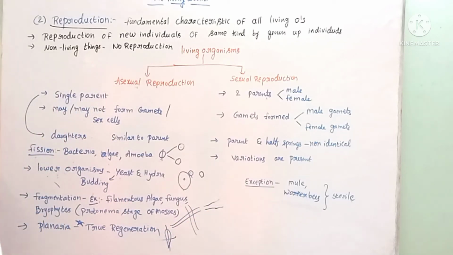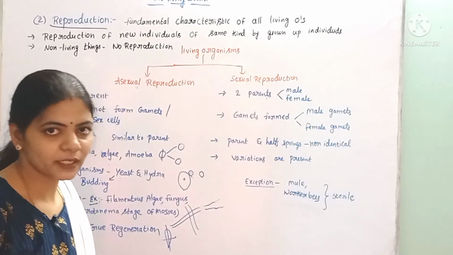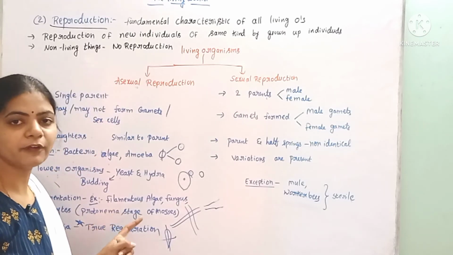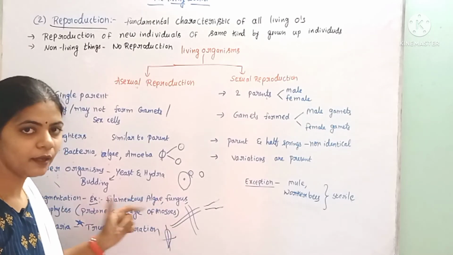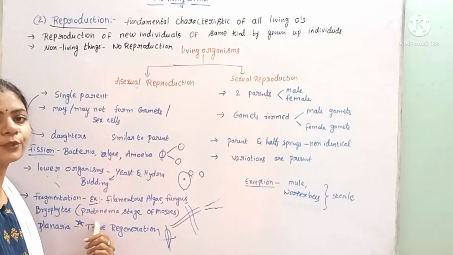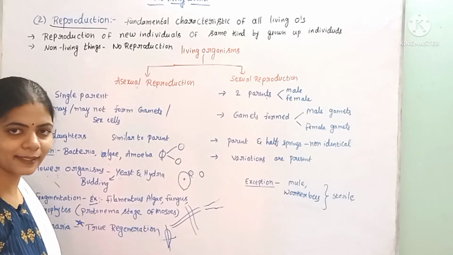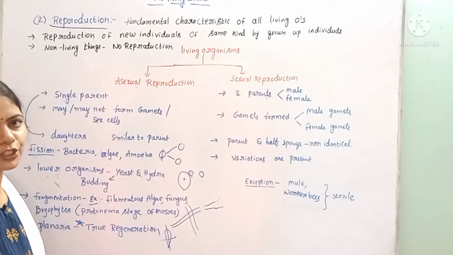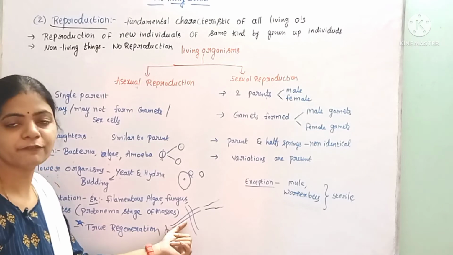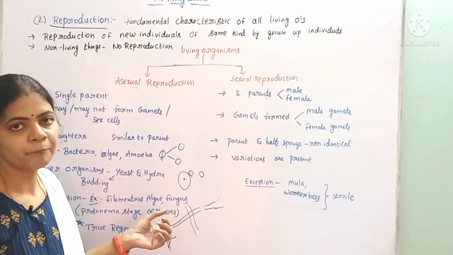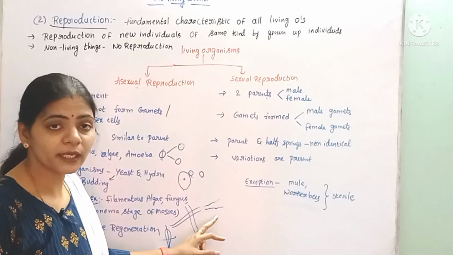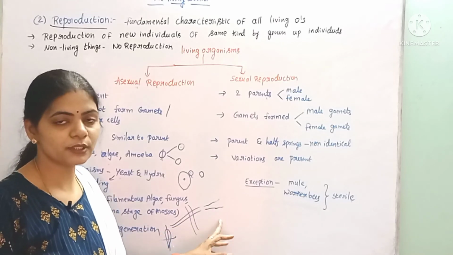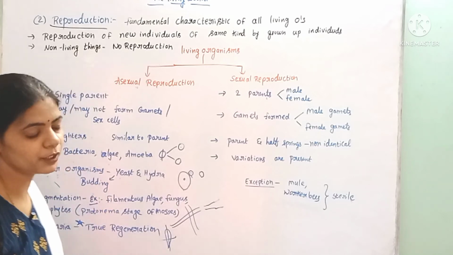The next one is fragmentation. What is fragmentation? We have seen it in fungi, right? It is seen in filamentous algae, fungi, and also in bryophytes like the protonema stage of mosses, which exhibit a fragmentation process. For example, when the fungal mycelium is broken, the broken part of the mycelium develops into a new fungus. That is called fragmentation.